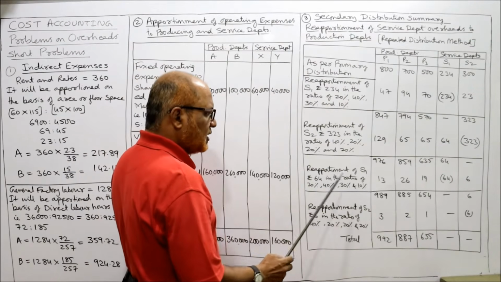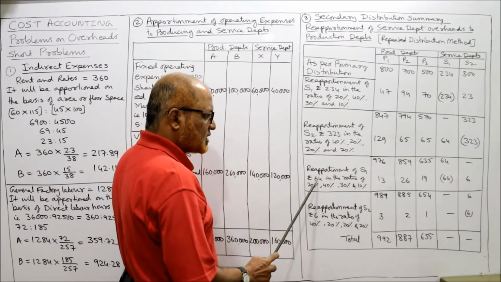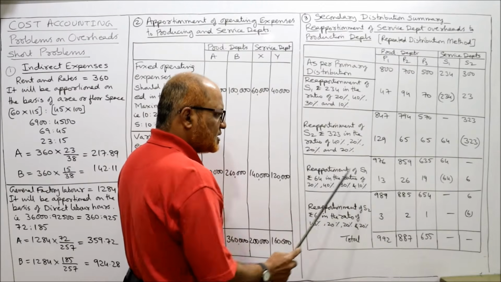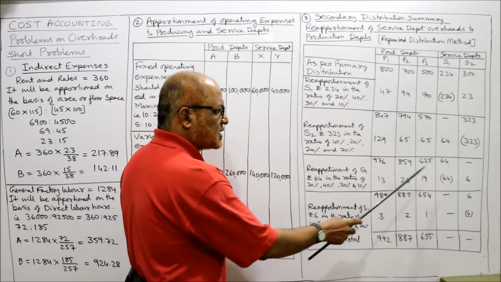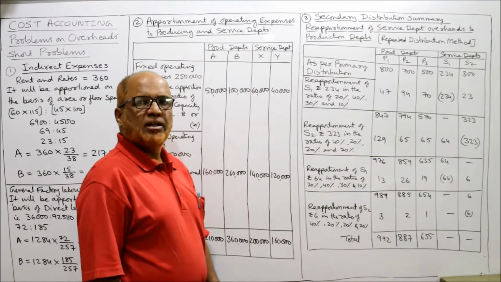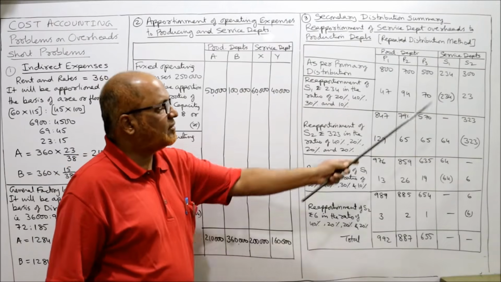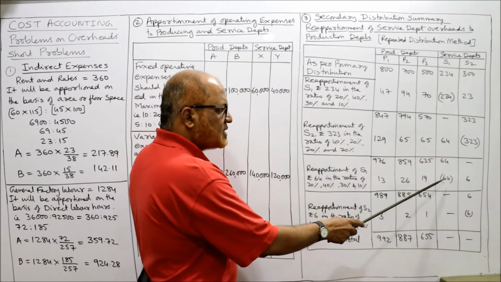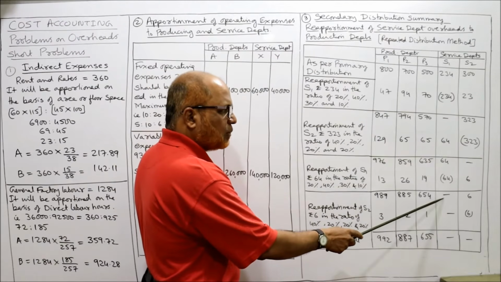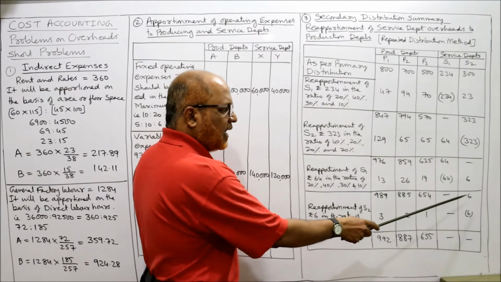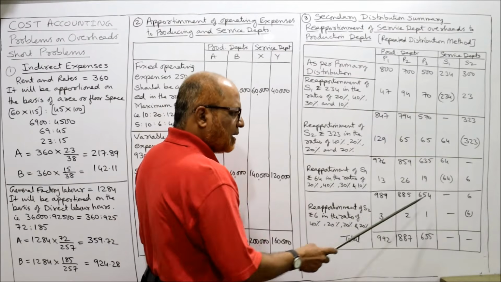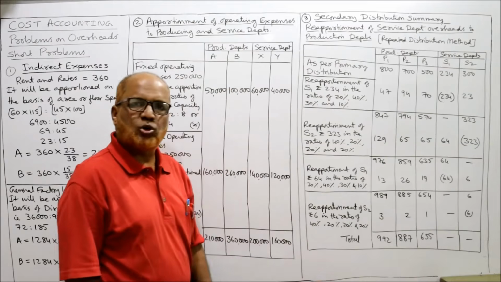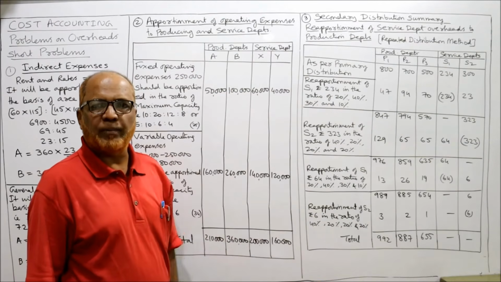So 64 into 20%, 13. 64 into 40%, 26. 64 into 30%, 19. 64 into 10%, I am taking 6. So 6 rupees of service is given to S2. Now see, here what will happen? 64 minus 64 will become 0. There is nothing in S1. S2 has 6 rupees. And 989, 885, 634. Now we have to reapportion this 6 rupees among all the departments.